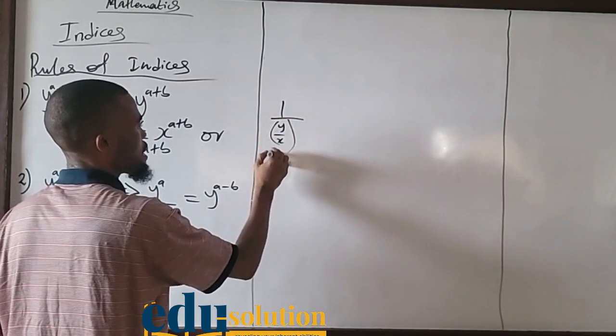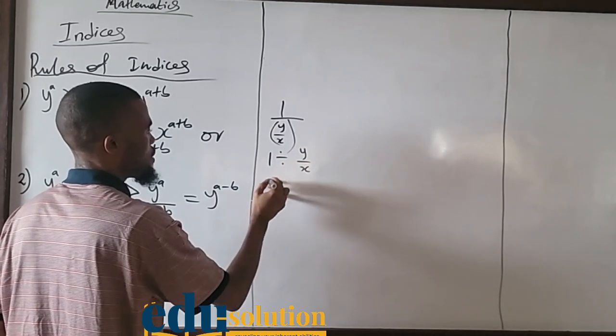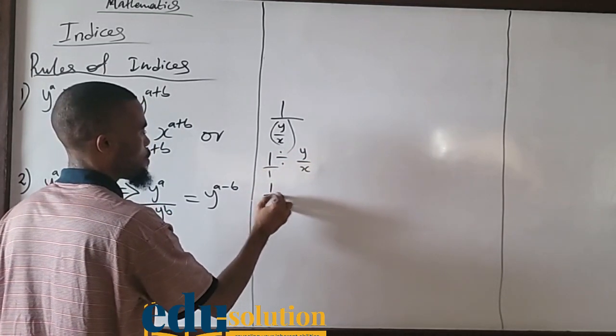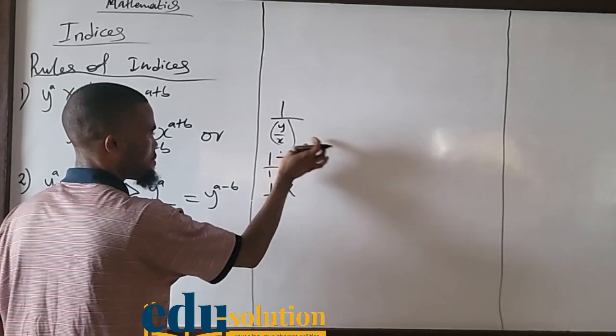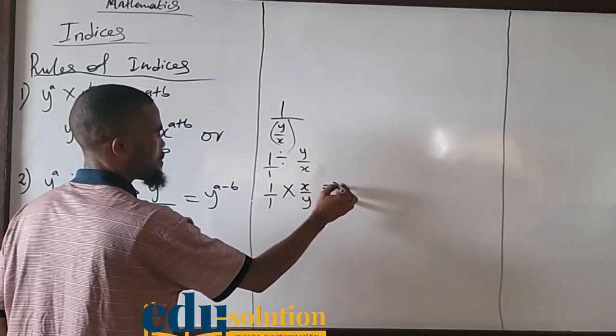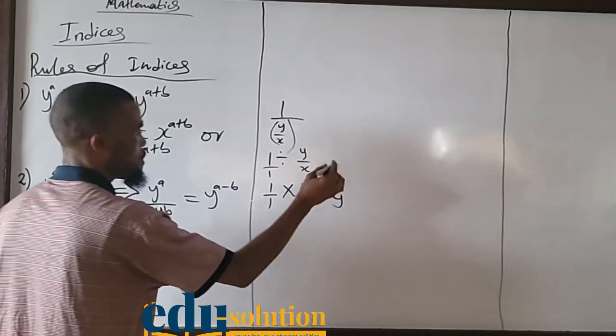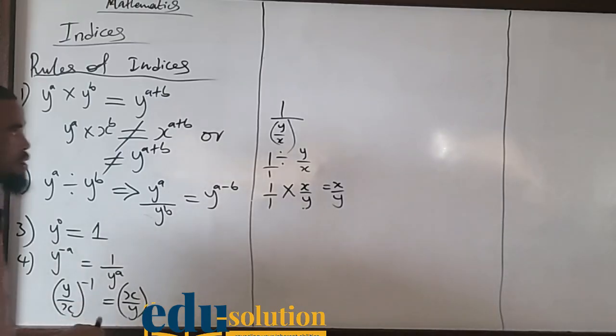So I can have it as 1 instead of this over, I'll use divide by, and then have y over x. So that according to BODMAS, we have 1 divided by 1. This divide becomes multiplication, and then we invert this according to BODMAS, we're having this. So this multiply this, we are having x, and this multiply this, we are having y. So x over y. This is the reason why this is equal to x over y.